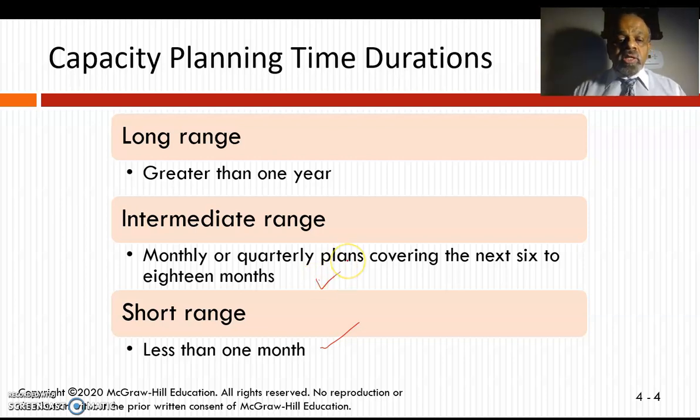Similarly, intermediate range is not for less than a month, but for monthly or quarterly plans, at least for the next 6 to 18 months. Anything more than a year, where you have the capacity and the plans to have capacity, is long range.